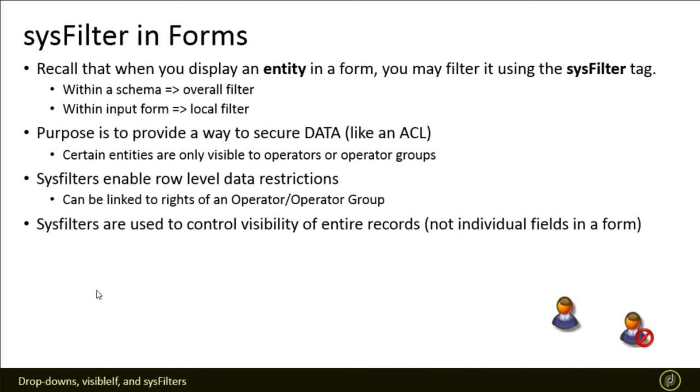Certain entities are only visible to certain operators or operator groups, depending on the person's login account when they log into Adobe Campaign. System filters enable row-level data restrictions, and they can be linked to the rights of an operator or operator group. System filters are used to control the visibility of an entire record, that is, an entire row in the table in the database. It does not restrict individual fields within a form.